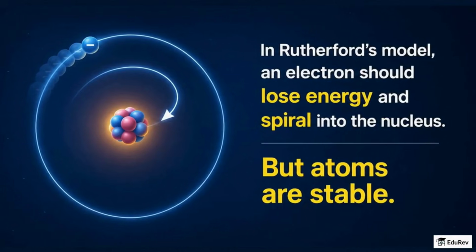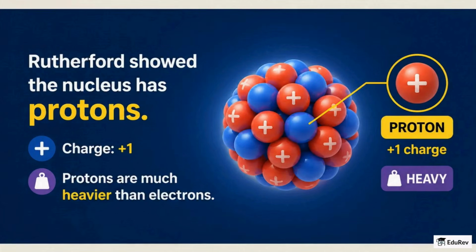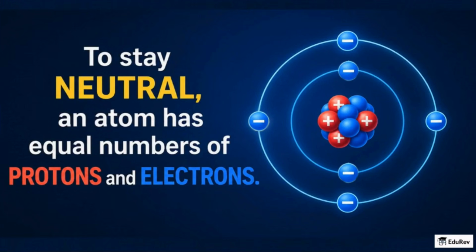However, Rutherford's model had a problem. An electron moving in a circle should lose energy and spiral into the nucleus. But atoms are stable. Rutherford also showed the nucleus contains protons, each with charge +1. And protons are much heavier than electrons. To stay neutral, an atom has equal numbers of protons and electrons.